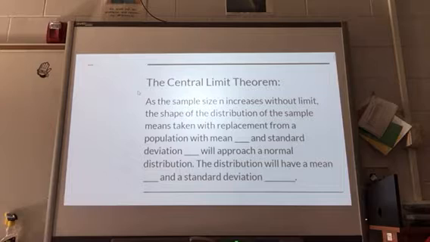The central limit theorem says as the sample size n increases without limit, the shape of the distribution of the sample means taken with replacement from a population with mean mu, standard deviation sigma, will approach normal. The distribution will have a mean of mu and a standard deviation of sigma divided by the square root of n, because you have to bring in the fact that it's a sample.